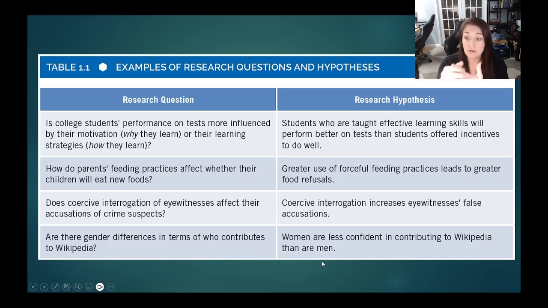So, those are statements. They were all developed through previous research. They indicate the variables and they indicate the nature expected to be seen regarding the relationship between those variables.